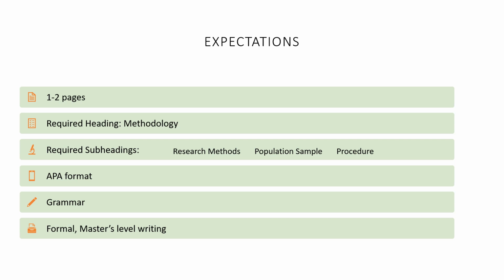Don't forget, you need to follow APA format. So that includes all of the guidelines on spacing, organization, font, size, all of that we've gone over in the past. Check your grammar and make sure that you're writing at a formal master's level writing. We're not writing a narrative paper here. This is a research paper, and there are certain guidelines that you must follow when you are writing research papers.